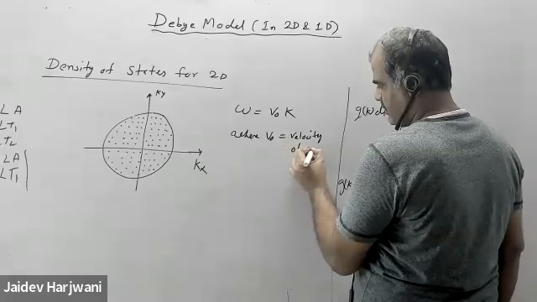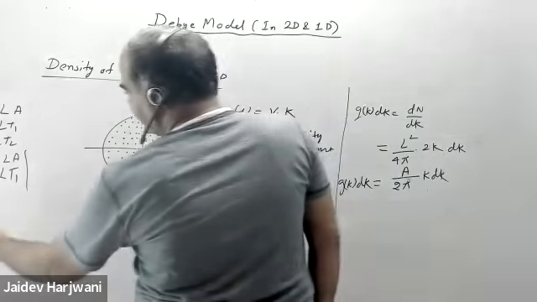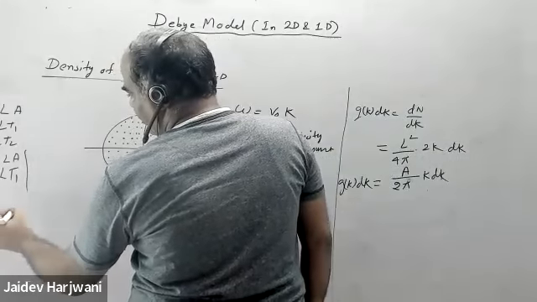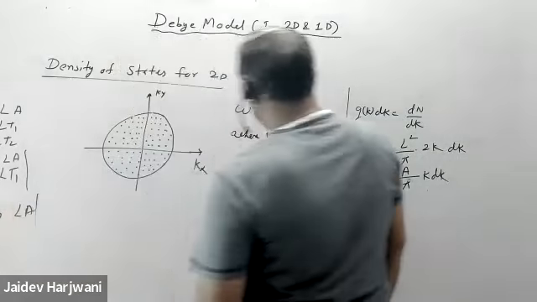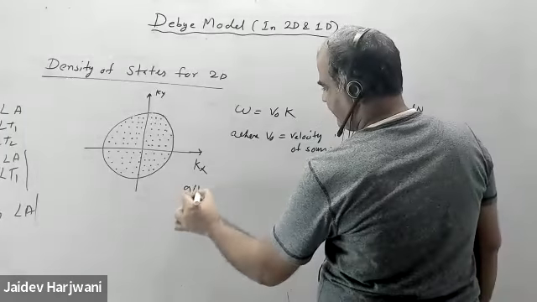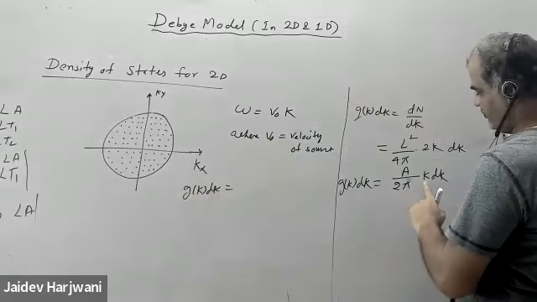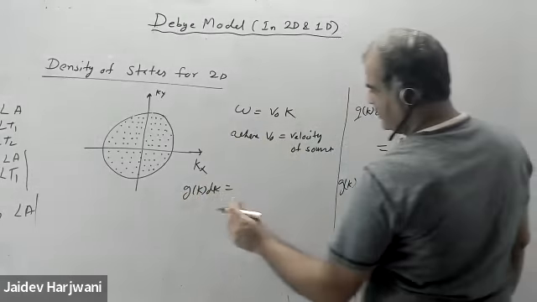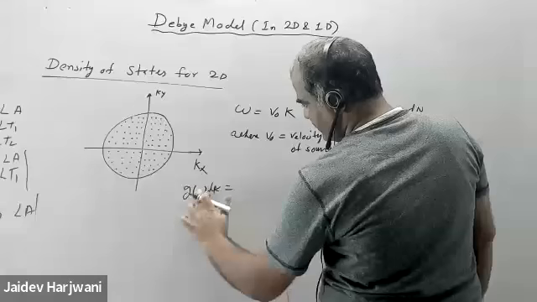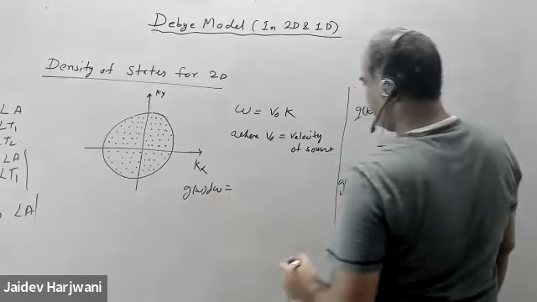And if you take 1D, in 1D we have only the longitudinal acoustic mode. Now I want to calculate g(k) dk. So g(k) dk will be, you replace k with omega. If you replace k with omega, this becomes your g(omega) d omega.